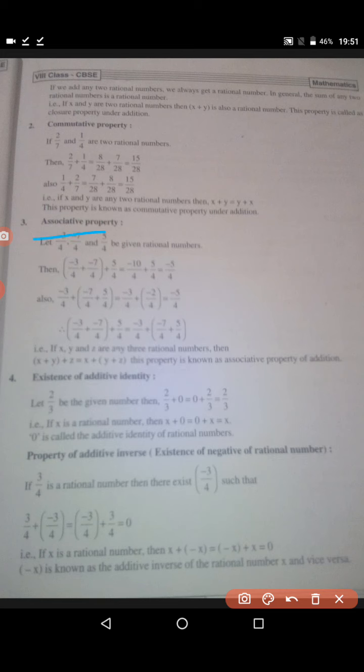Next, associative property. Associative property means a operation b operation c.